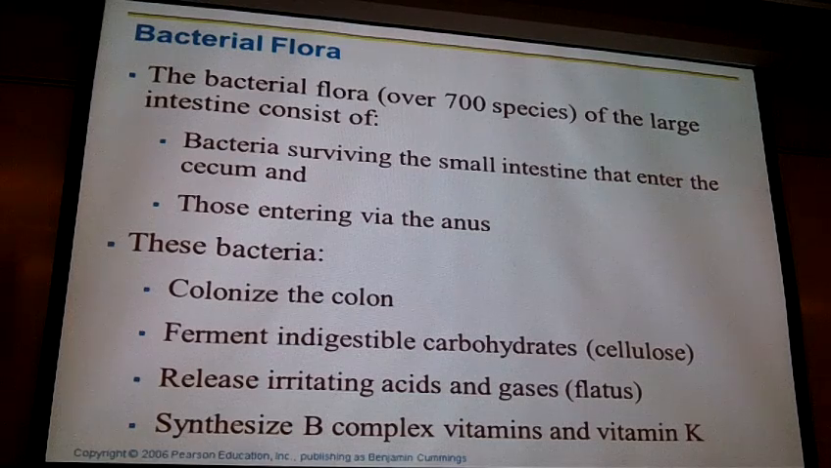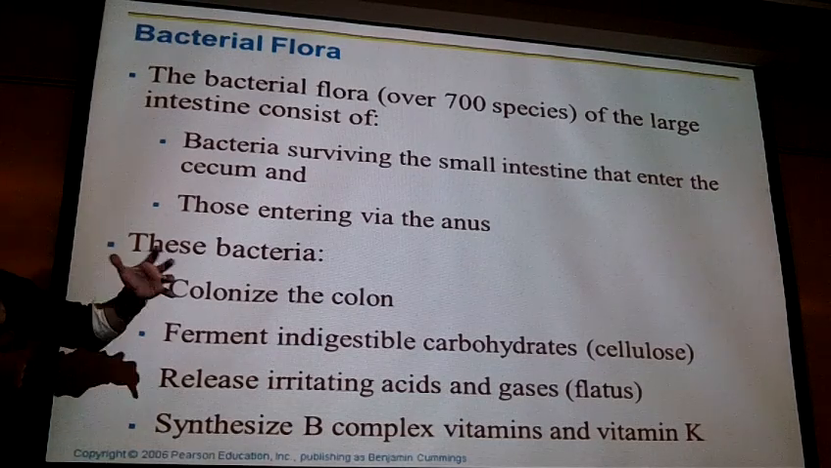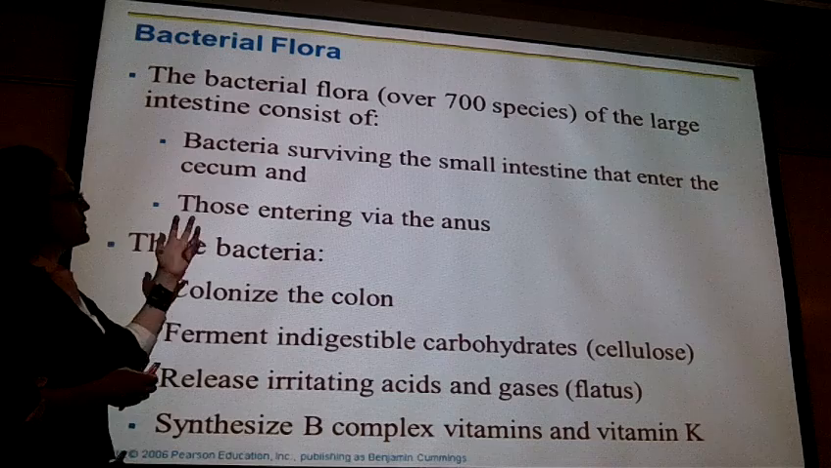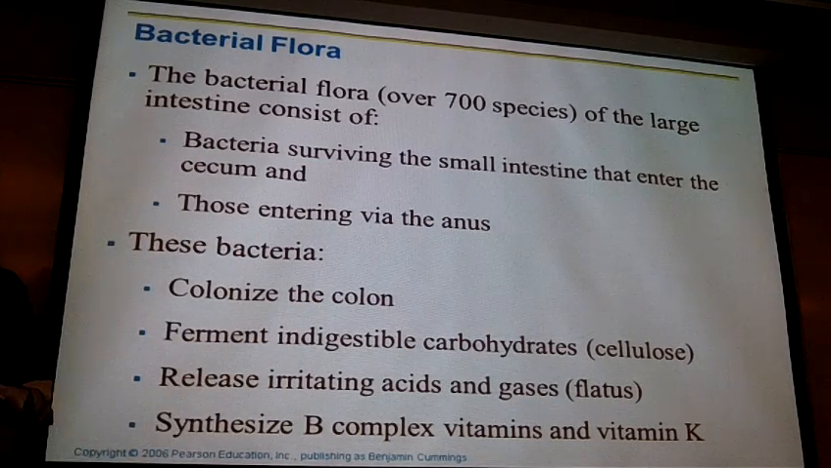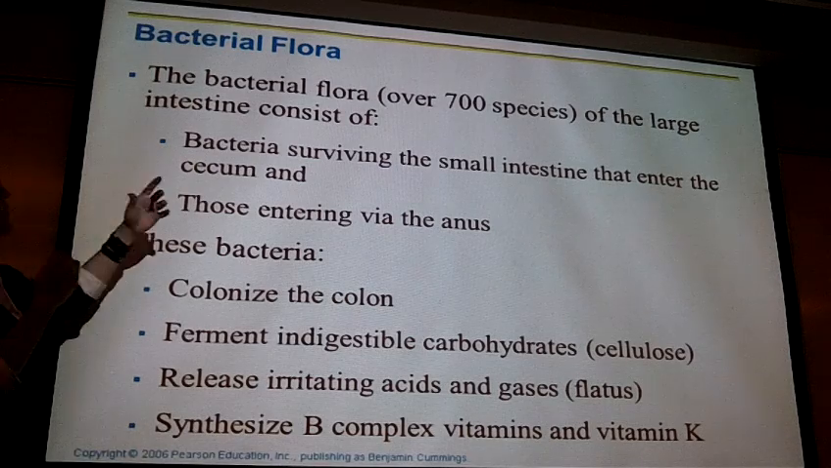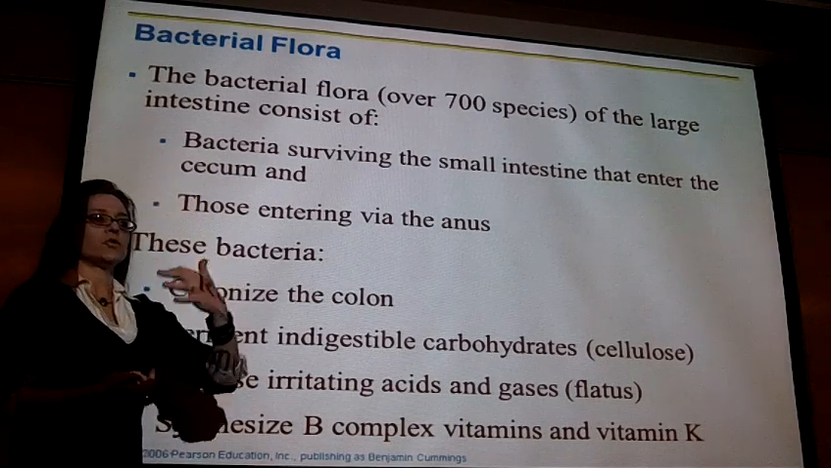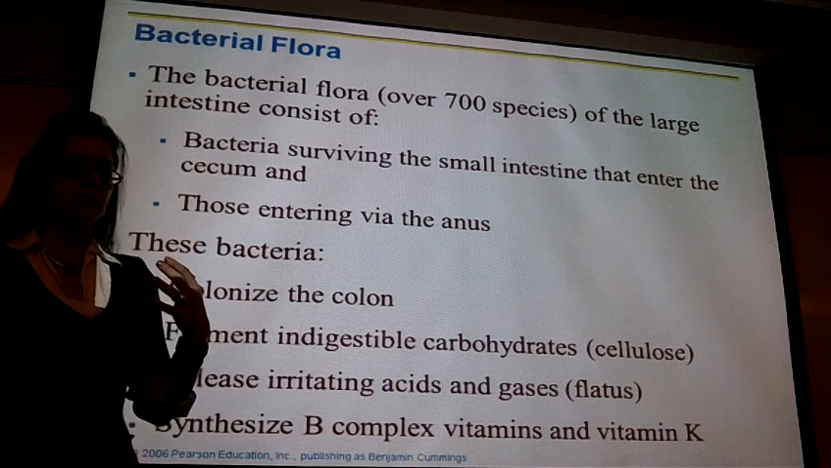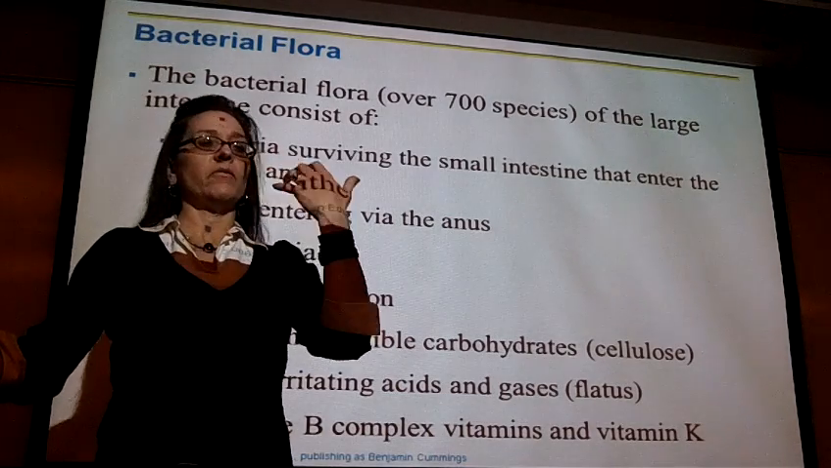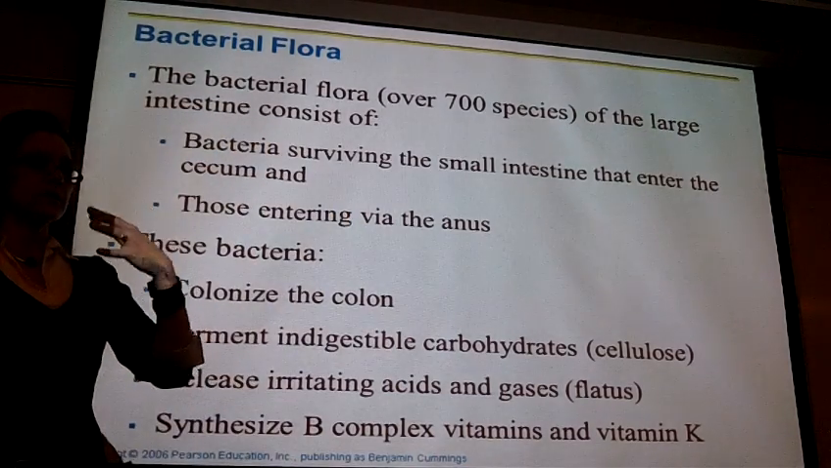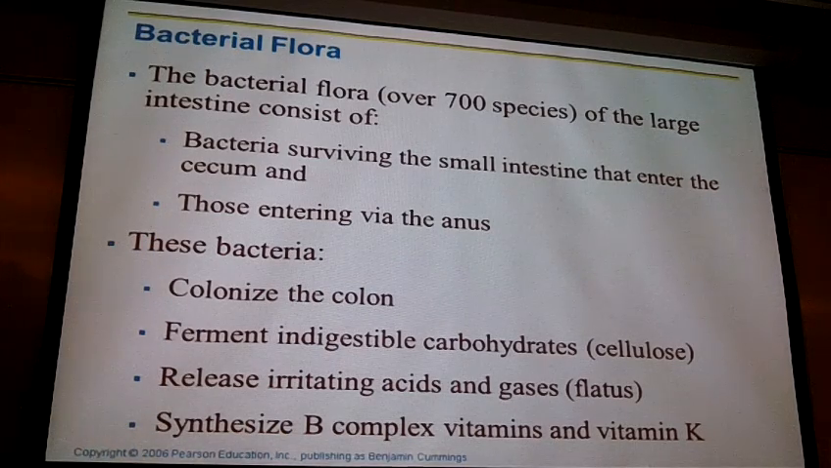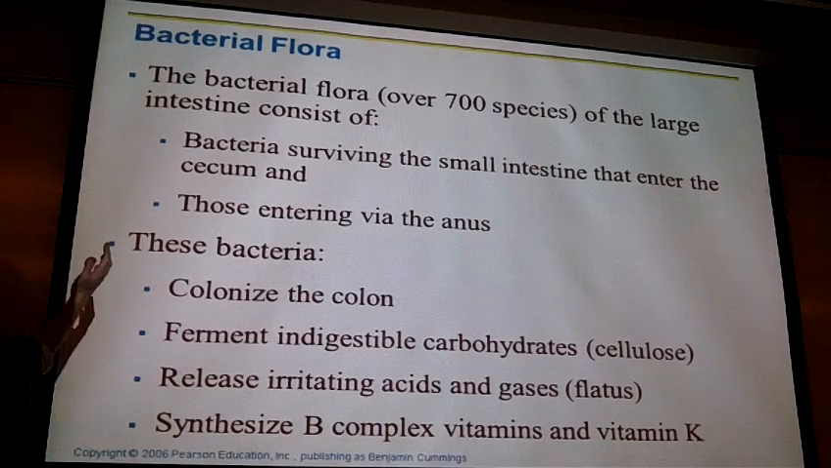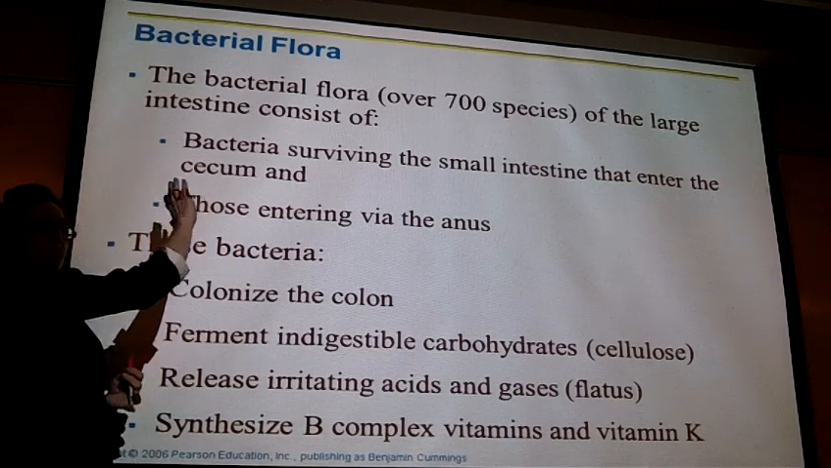Now, the bacteria, how do they get there in the first place? So the bacteria are going to get into the colon when we're very young, and they're going to come through the GI tract. So there are going to be some bacteria that are able to survive going through the esophagus, through the stomach, through the small intestine, and actually make it down to the colon. Plus, you're also going to have bacteria coming up through the anus.